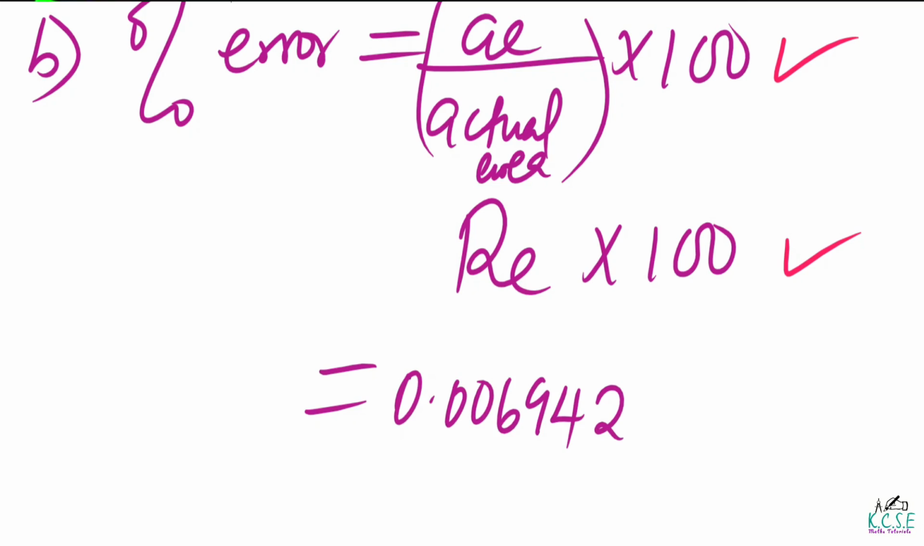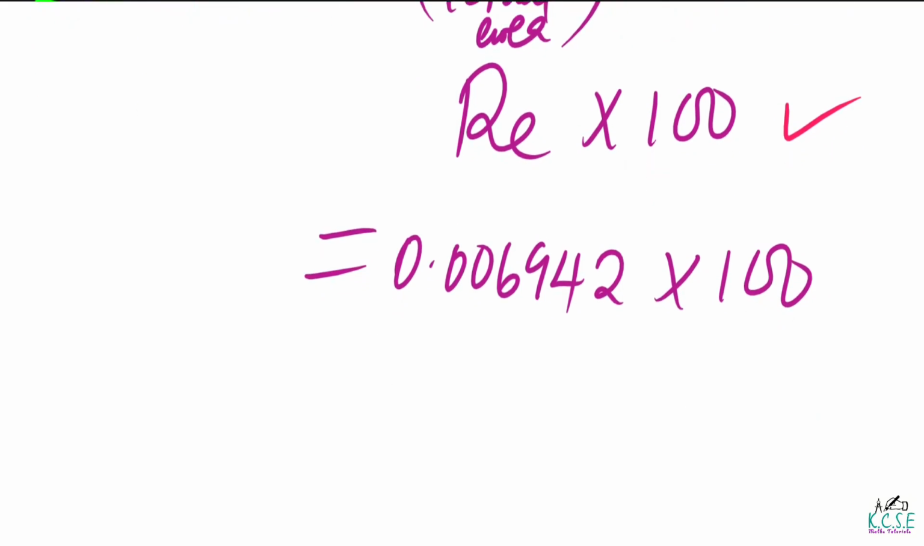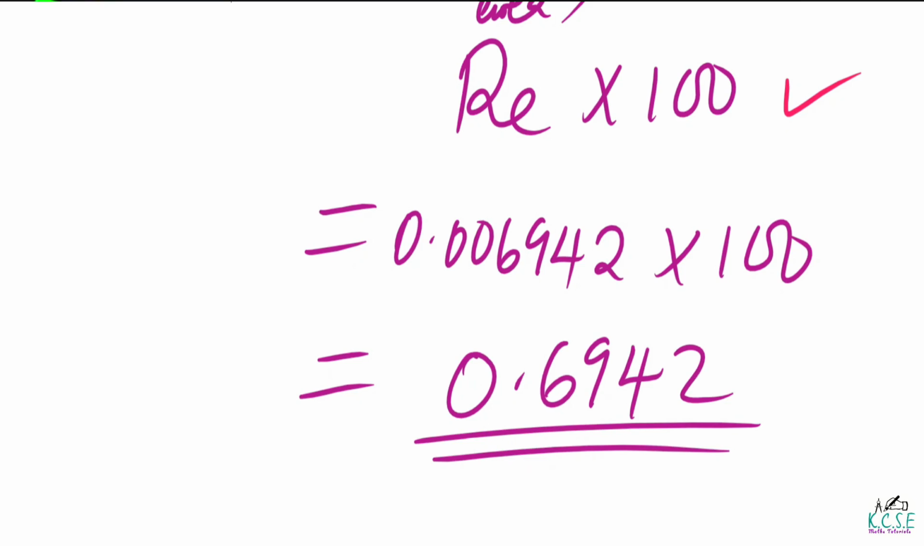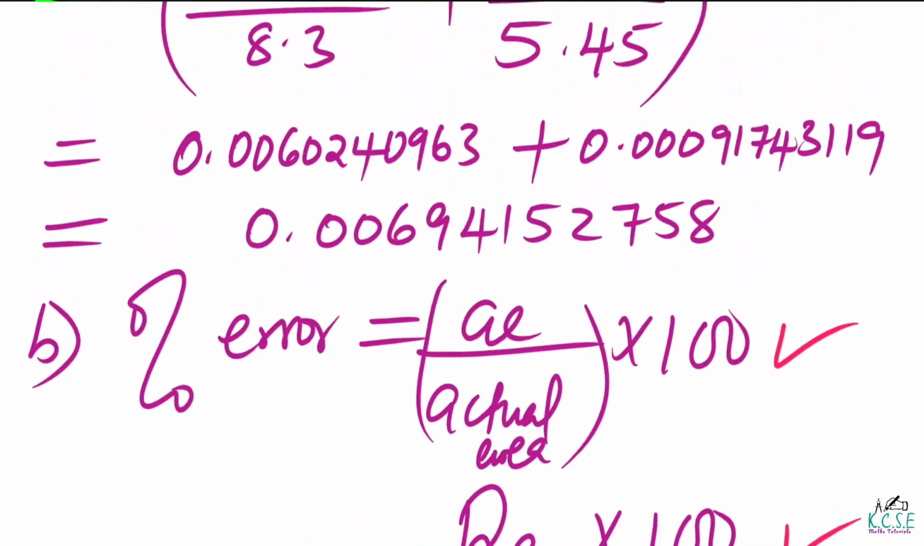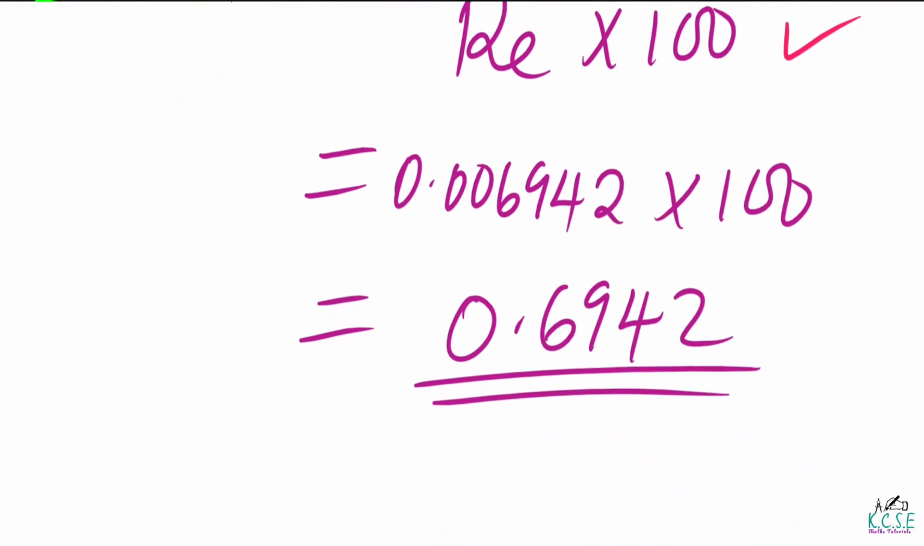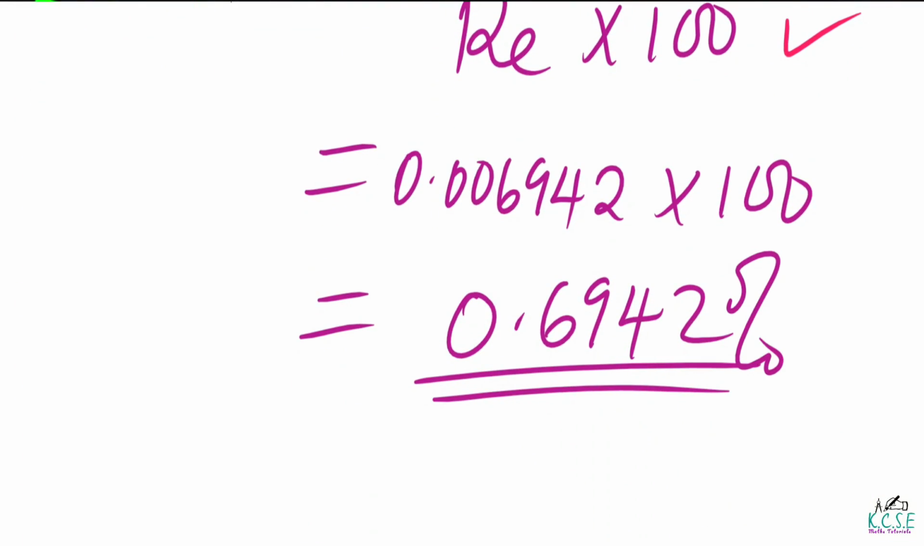We can cut it to 4 significant figures. We round it off, then multiply this by 100, and this gives 0.6942 as the percentage. This is the percentage error. So that is how you're supposed to work out that question.